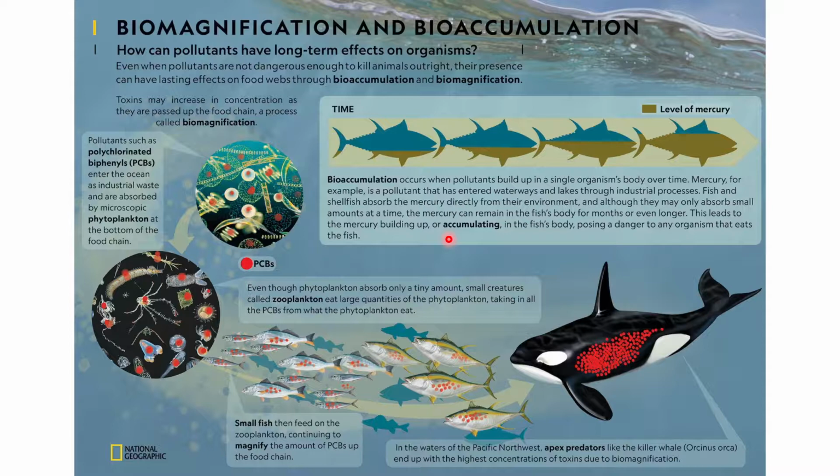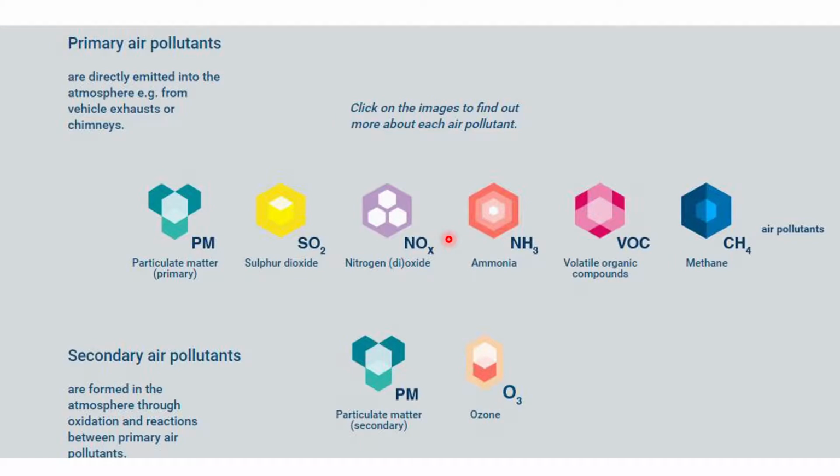So this is biomagnification and bioaccumulation. Then let's speak about the specific chemicals, and we will start with the air pollutants, because air pollution is the most important and most dangerous type of pollution. There are six main air pollutants that exist in the atmosphere.